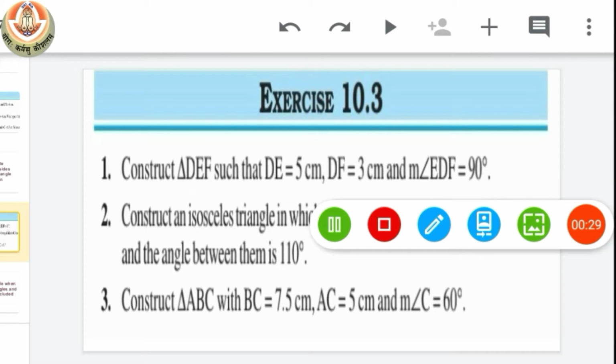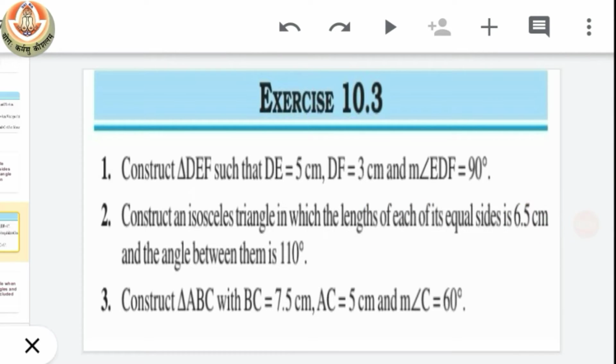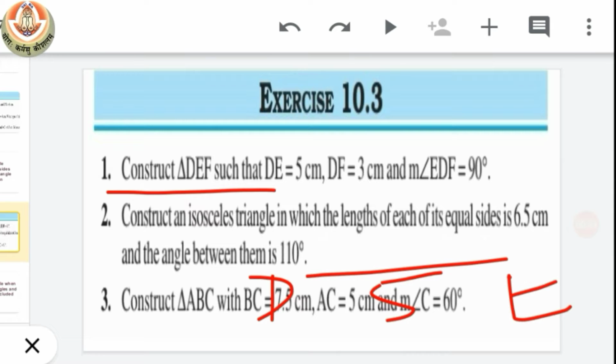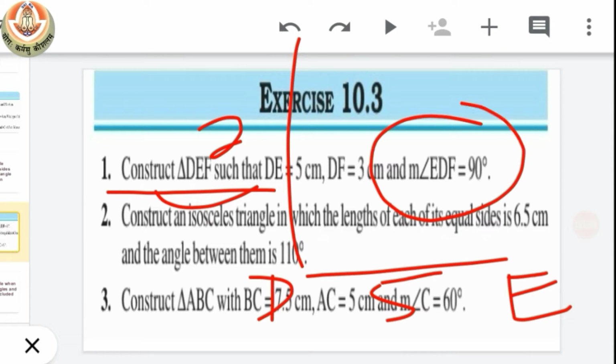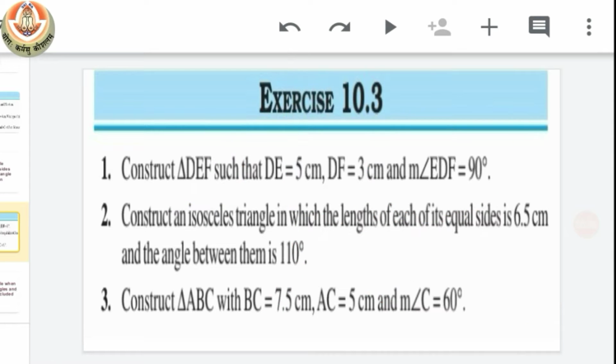In the first question, we have to construct a triangle DEF such that DE is 5 centimeter and DF is 3 centimeter, and the angle EDF is given as 90 degrees. So let's start and see how we have to construct this triangle.